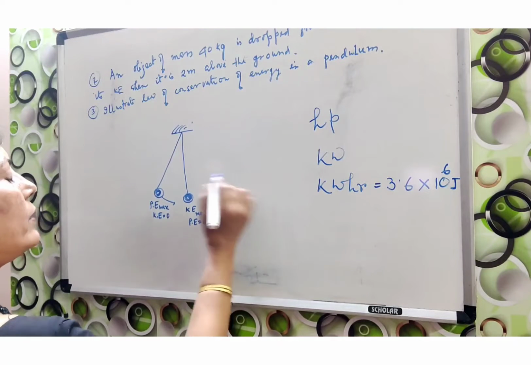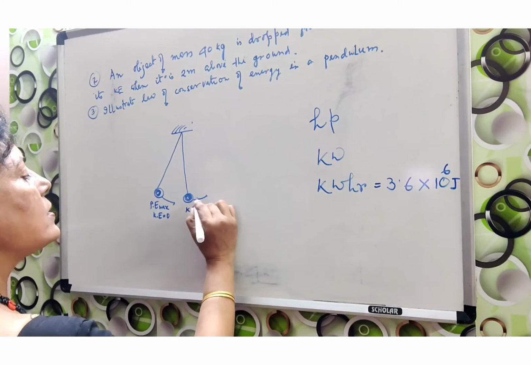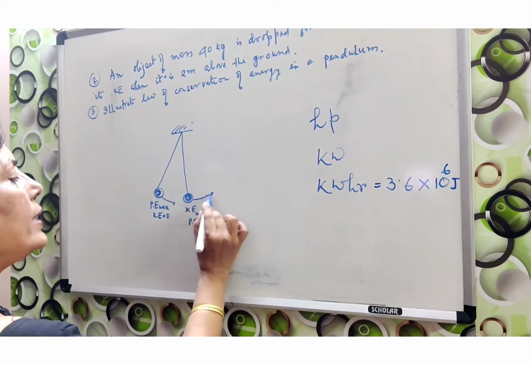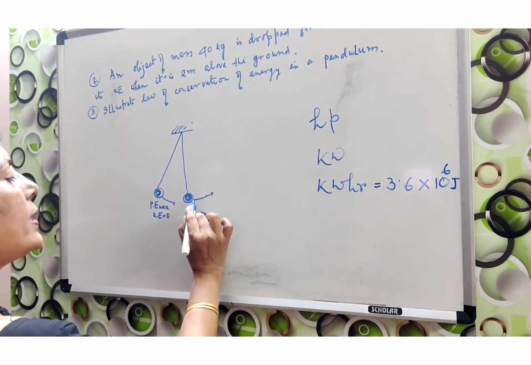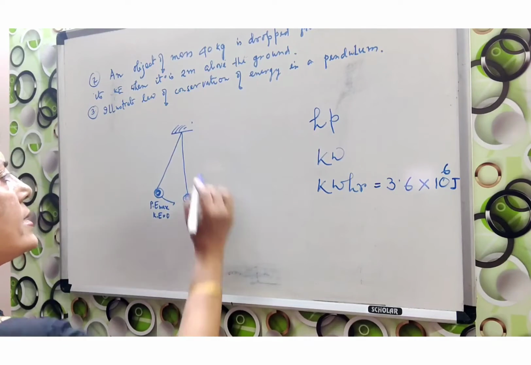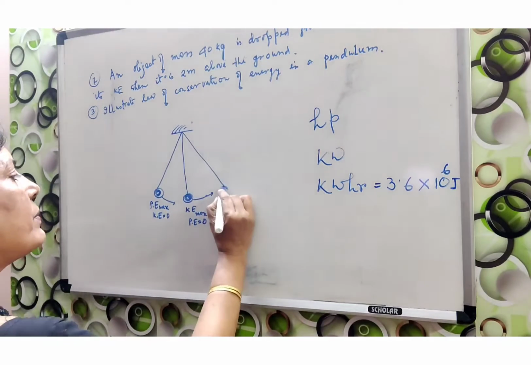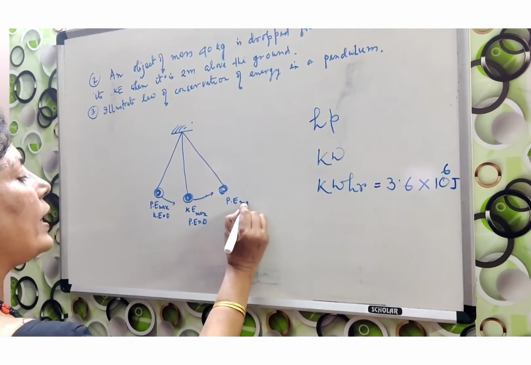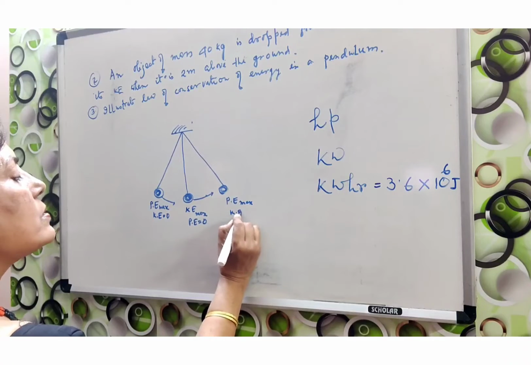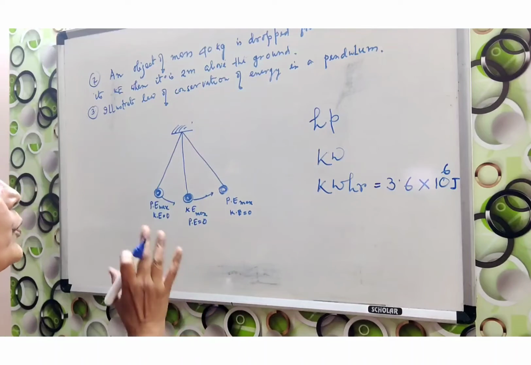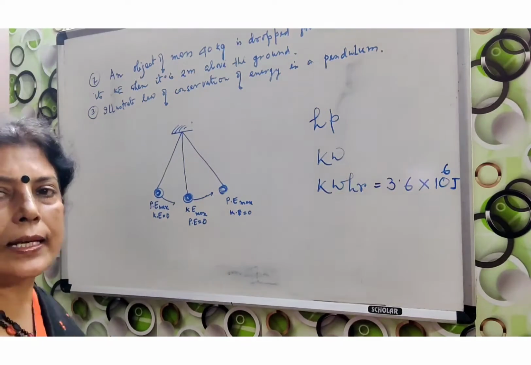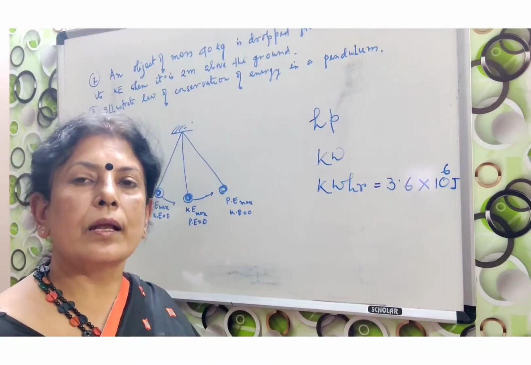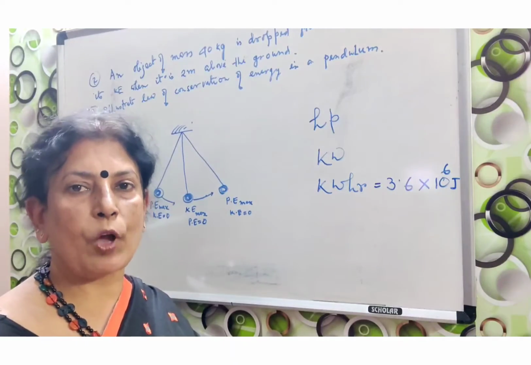Due to inertia of motion, it moves towards the right. During this movement, its velocity decreases but height increases. So potential energy increases and kinetic energy decreases. At the extreme right, again potential energy becomes maximum and kinetic energy becomes zero. So we can say potential energy plus kinetic energy, that is mechanical energy, remains constant. This illustrates the law of conservation of energy for a pendulum.